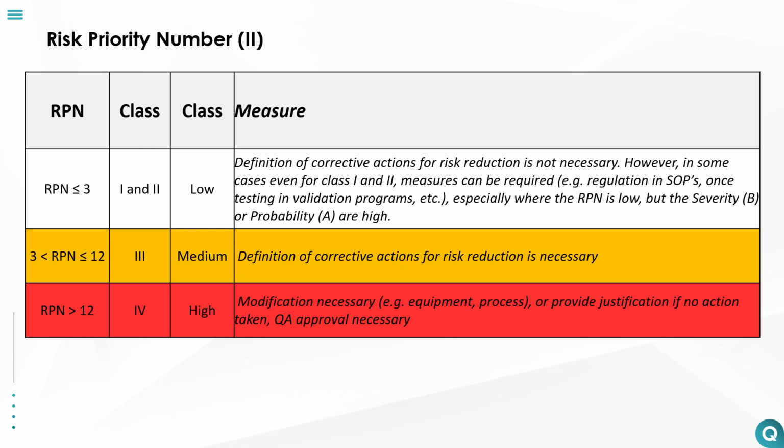Immediate corrective actions are required to eliminate these risks. QA approval is also mandatory to confirm that these actions align with the highest standards of quality and safety. By understanding these RPN ranges and classes, we can prioritize actions effectively, ensuring we address the most significant risks first and uphold the highest standards for product quality and patient safety.